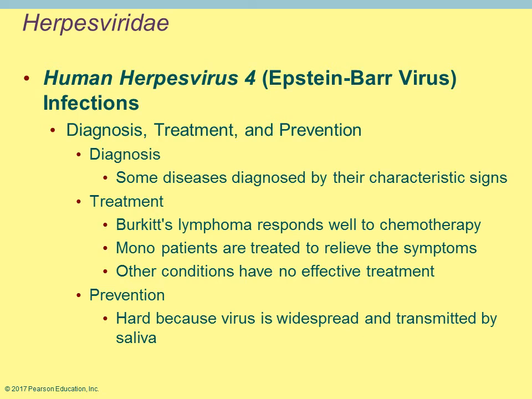Treatments. Oftentimes you're trying to relieve symptoms. Remember, we're talking about viruses, so antibiotics are not going to be effective. It depends on the disease, like Burkitt's lymphoma, which is responsive to chemotherapy. Some of the other conditions, there is no treatment, and you're just treating the symptoms, alleviating the symptoms. In terms of prevention, this virus is pretty widespread, so chances of it being eradicated are very slim.